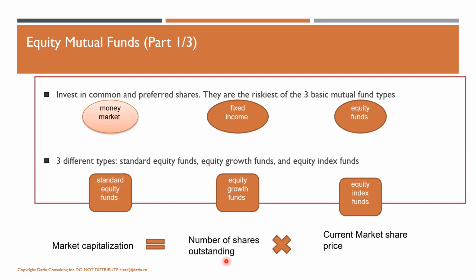And see, if there were 10,000 shares and the price went up to $15 instead of 10, what is the market cap going to be? 150,000. So as you can see, if the share price goes up or the number of shares people buy goes up, the market cap will go up. Right? Clear? Good. So keep that in mind also.